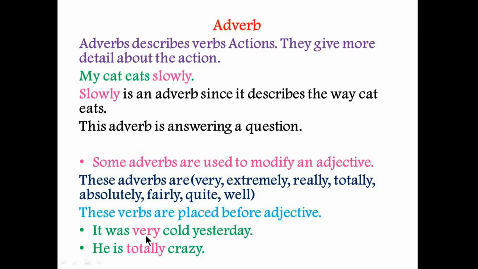For example, it was very cold yesterday. He is totally crazy. Crazy and cold are basically two adjectives that are added with a noun or pronoun. Then very is an adverb that is coming before the adjective.